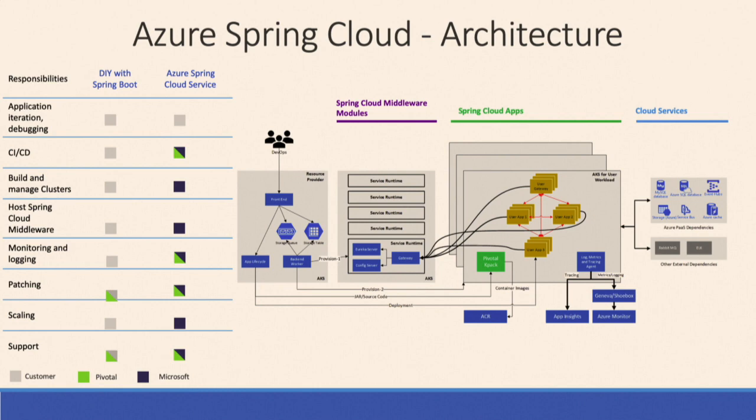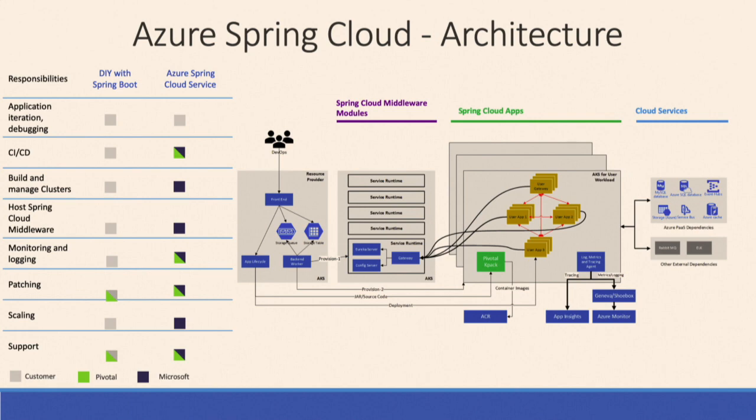So here we've got a graph of the big plan of Azure Spring Cloud. As you can see, we've got some modules here for a Spring Cloud middleware. So that includes a registry server, typically Eureka, a config server. You could have in the future a gateway.